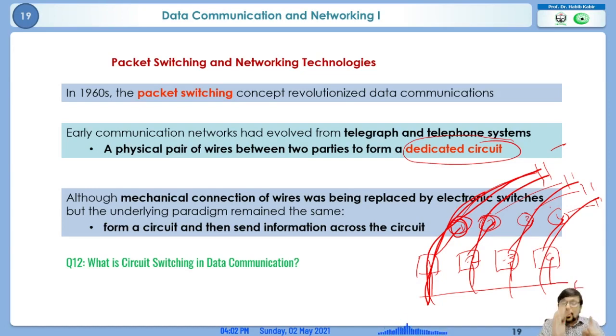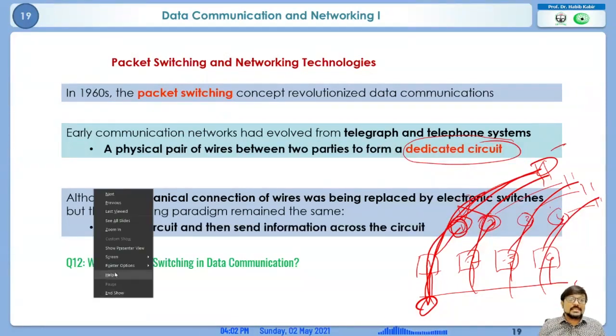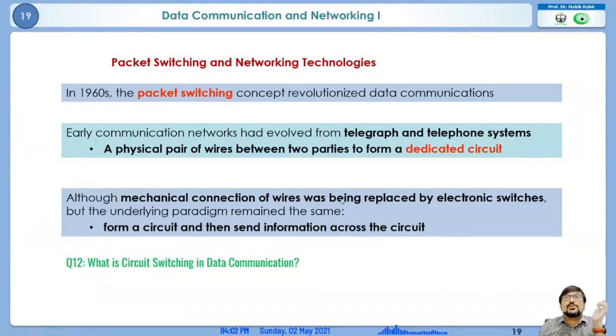So whenever we want to talk through the landline, we have to use a dedicated circuit, a dedicated line. Here one person, here another person. We make that connection, and they can talk. If you disconnect, then another person will get the connection. We need the dedicated connection, and it's called circuit switching. This is where we need a physical pair of wire between two parties to form a dedicated connection. We need the dedicated circuit.